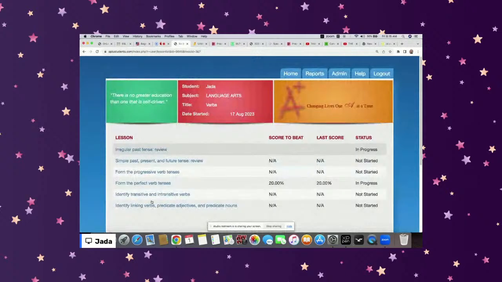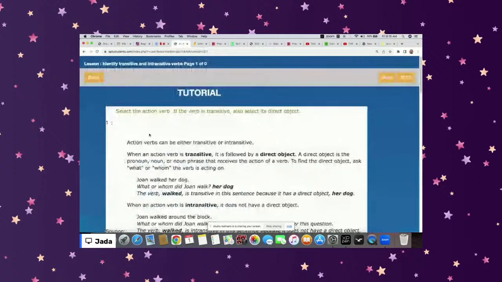Okay, the next is what? This one. So it says to identify transitive and intransitive verbs. So we have action verbs, which can either be transitive or intransitive. When an action verb is transitive, it's followed by a direct object. A direct object is the pronoun, noun, or noun phrase that receives the action of a verb. To find a direct object, ask what or whom the verb is acting on.